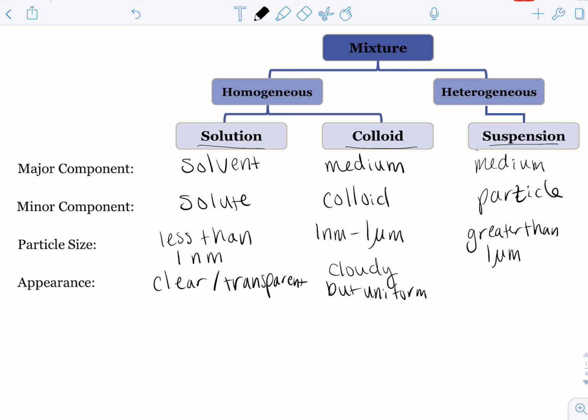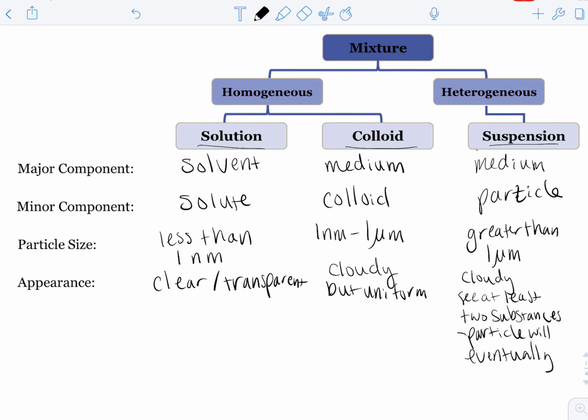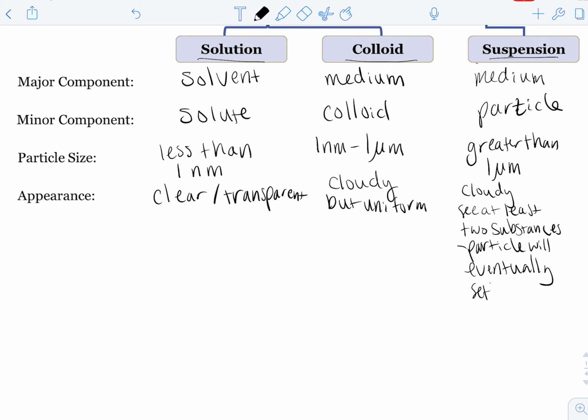And then lastly, our suspension. This is going to be cloudy as well, but we can see two substances. And eventually the particle will settle out. Okay.